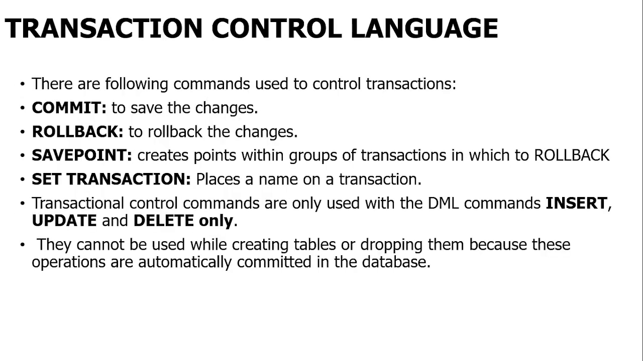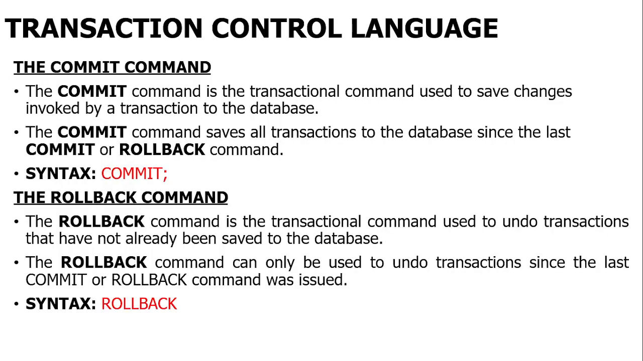Transaction control language. There are the following commands used to control transactions. Commit to save the changes, rollback to roll back the changes, save point creates points within groups of transactions in which to roll back, set transaction places a name on a transaction. Transaction control commands are only used with the DML commands insert, update and delete. They cannot be used while creating the tables or dropping them because these operations are automatically committed in the database. I repeat once again, you have commit, rollback, save point and then set transaction.